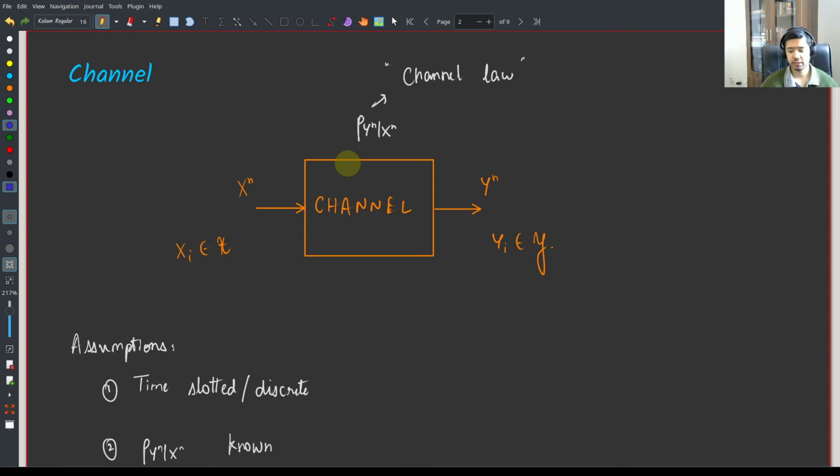So from the next class onwards, I'll talk about this abstract channel which takes as input n symbols from some alphabet and outputs n symbols from maybe some other alphabet, and the output is a random sequence conditioned on the input sequence.